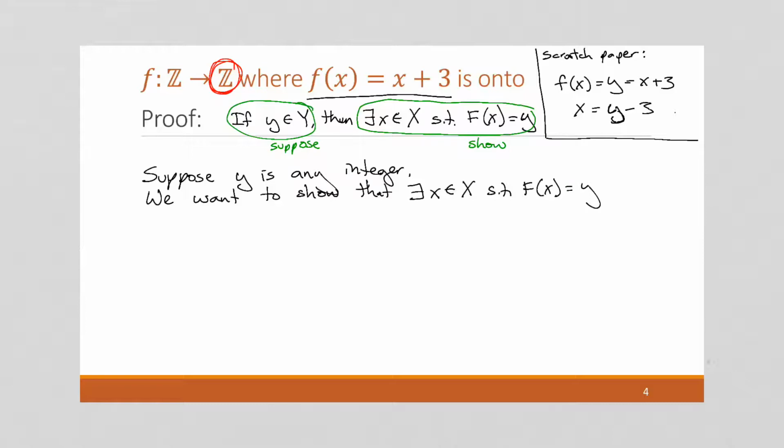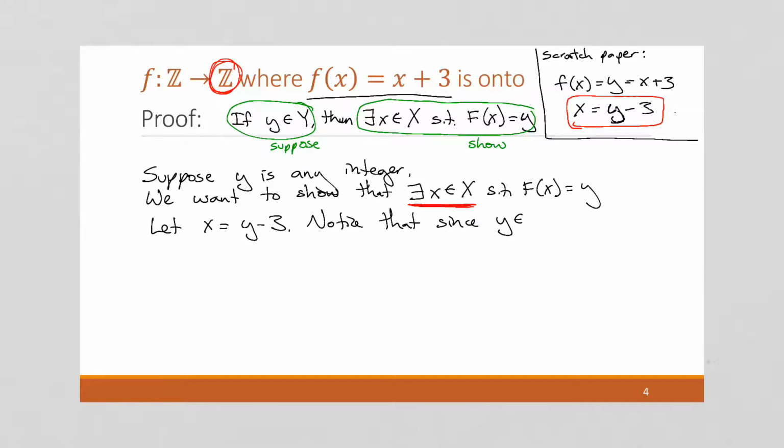Okay. Now, here's where our scratch paper work came in. I want to show that there exists an x. That means if I can find any x, I'm not saying that all x have to do anything. I'm just saying if I can find an x that works, then we're good. Well, hey, I solved for x. Let's try this x. Let x equal y minus 3. Notice that since y is an integer, x is an integer, due to integer closure properties.